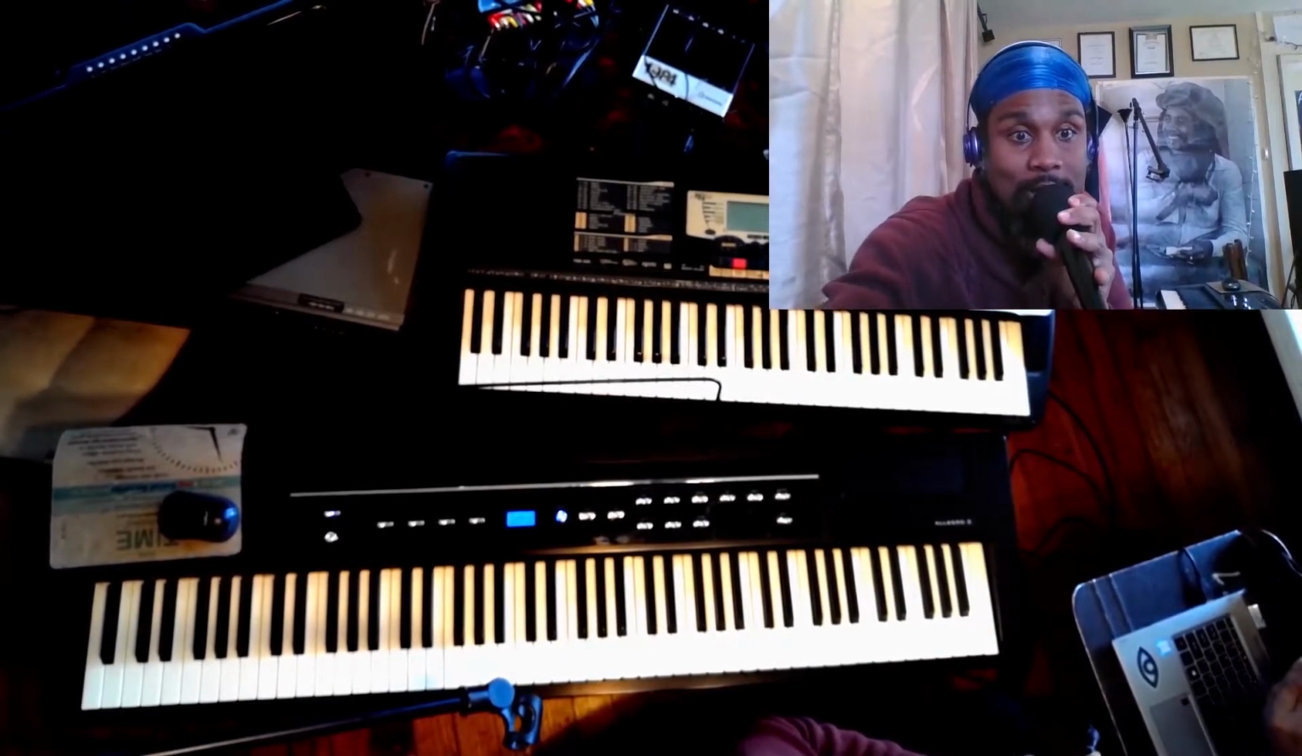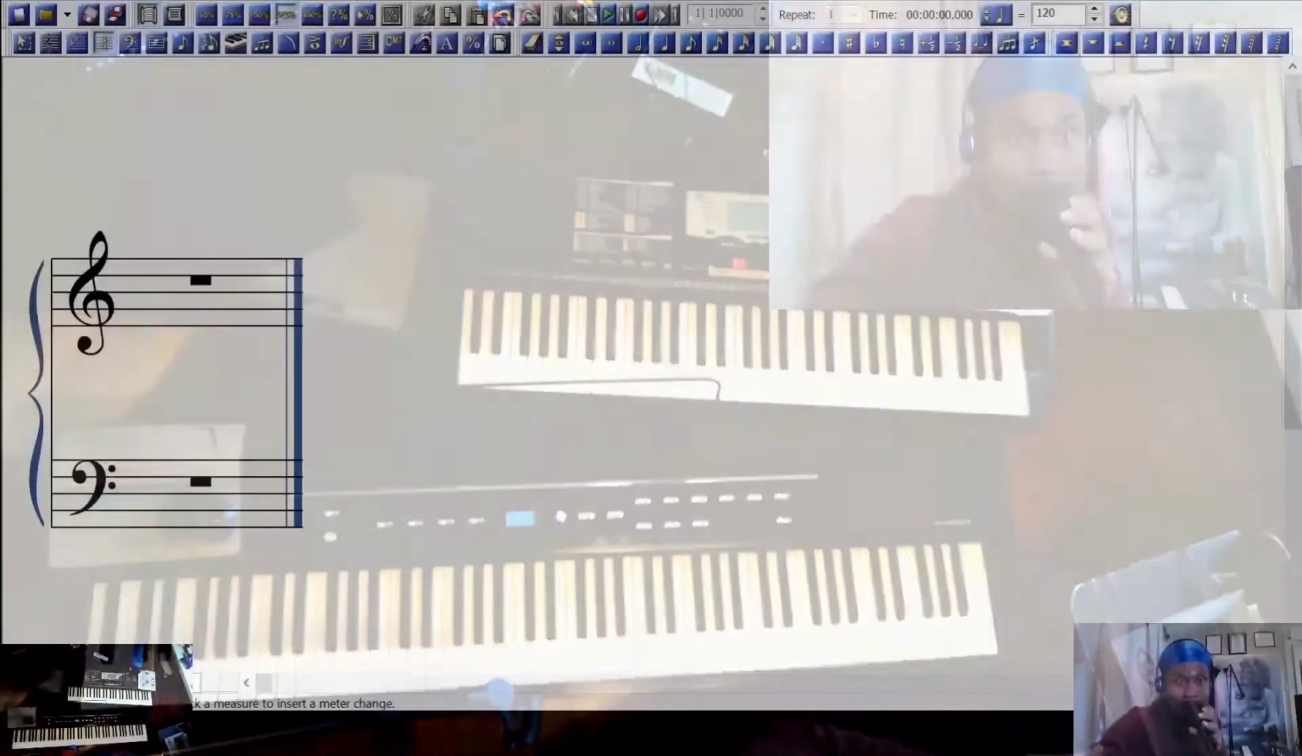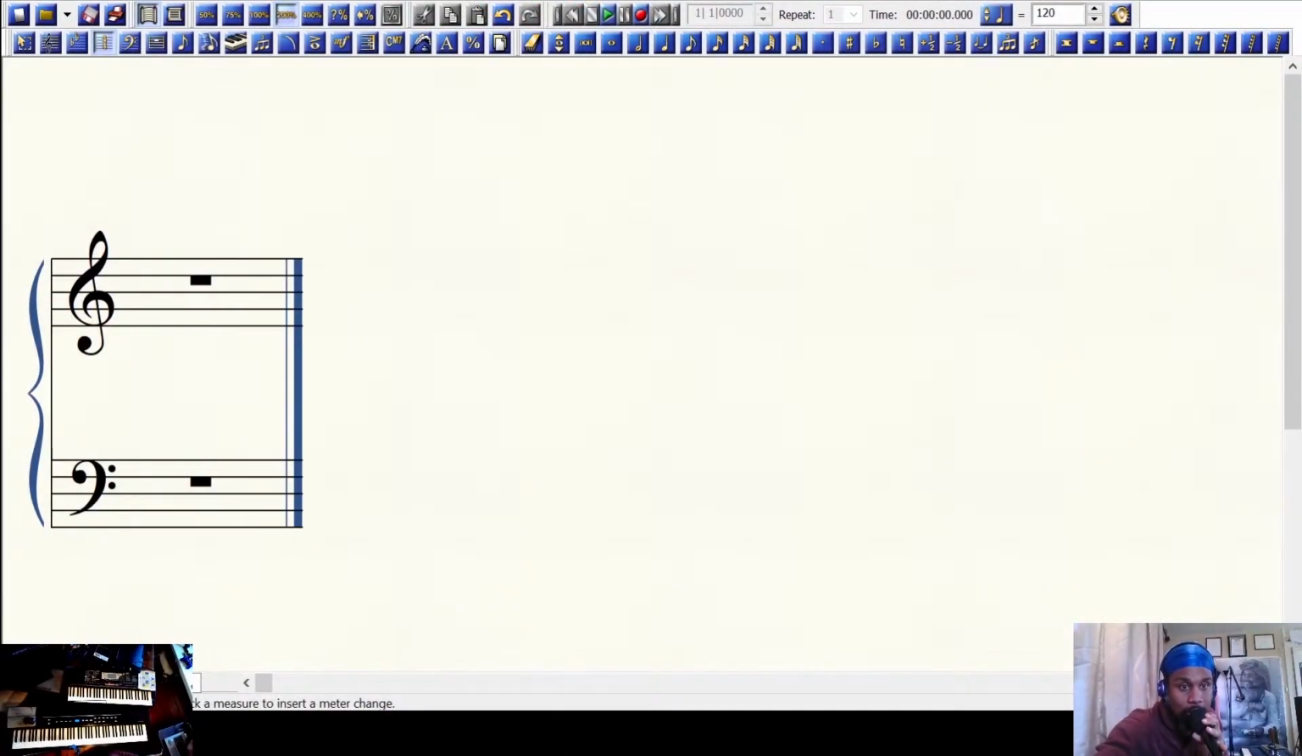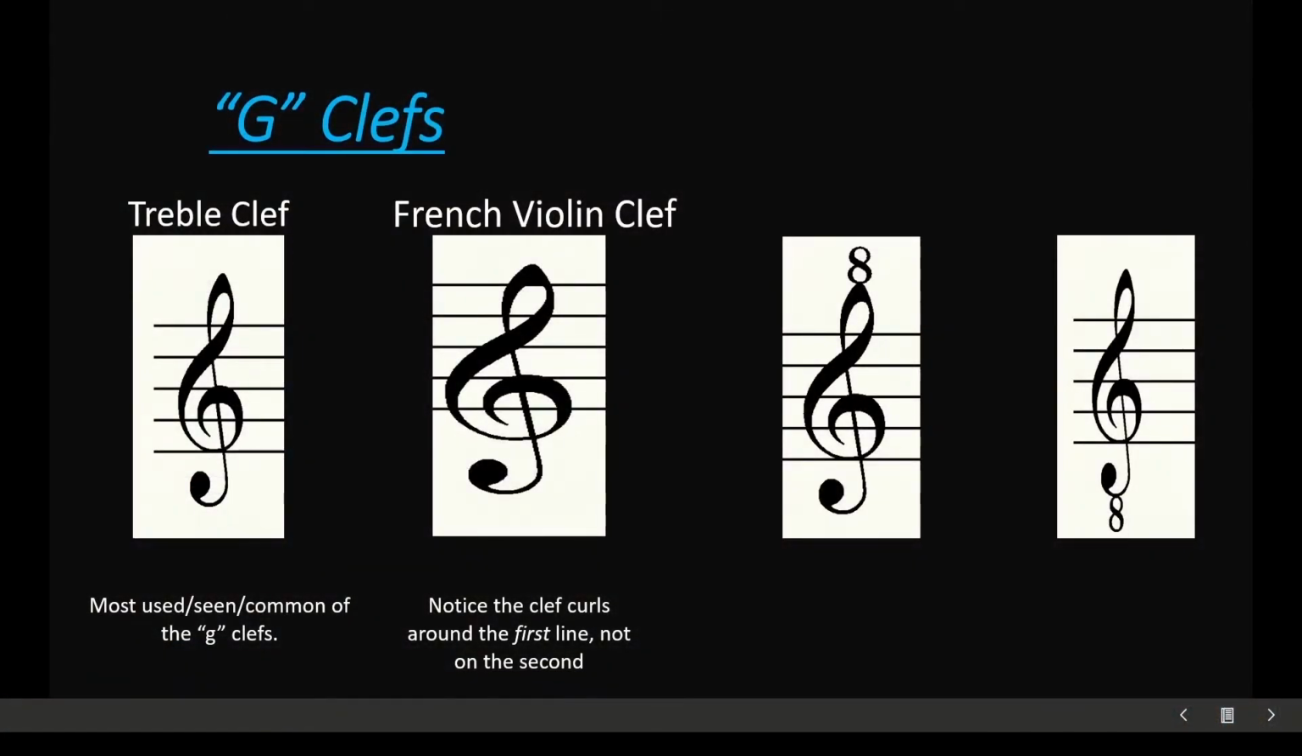Let us transition back for a second. So actually, we don't want to transition there just yet. Actually, we may want to transition there. We'll come back to that in a minute. So wherever that line curls, whatever line that hook curls on is G4. So look at the French violin clef next to it. See how it curls on the first line? Even though it's curving on the first line now instead of the second, that is still G4.